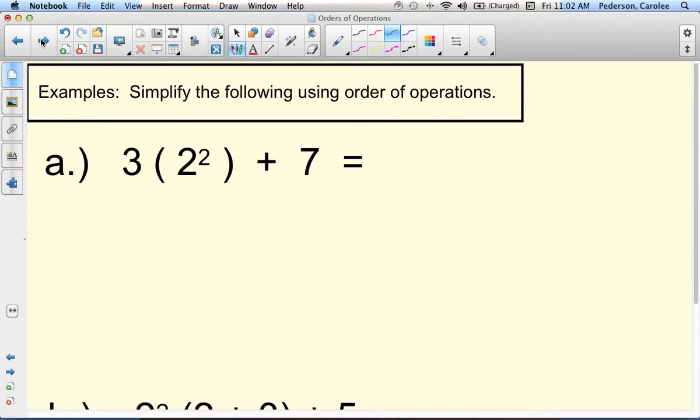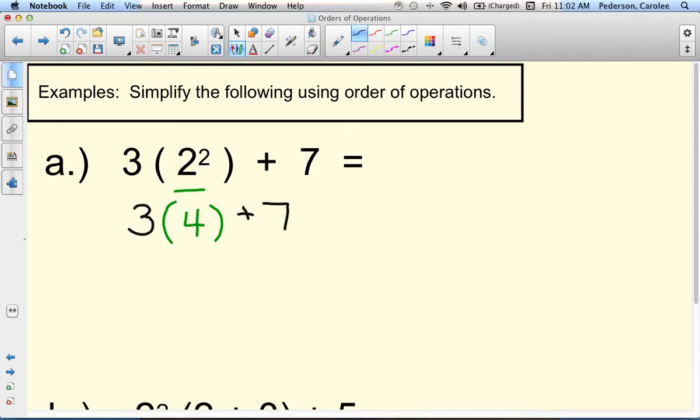Here are some examples of reducing these expressions down using the orders of operation. So the first thing we want to do is look to see if there's any parentheses. There isn't. This is just considered a multiplication. So we can move on to exponents. So 2 times 2 is 4. Then we're going to leave the 3 and the plus 7 alone for now.